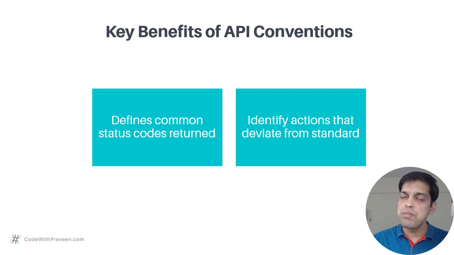The next main benefit is that these identify actions that deviate from the standards defined by Microsoft. Meaning that when you apply API conventions, it's going to provide a default set of guidelines or rules. When you apply these to action methods, and it detects that a particular action method is deviating from the predefined standard, then you are going to get those typical warnings that we have seen in the previous sections.